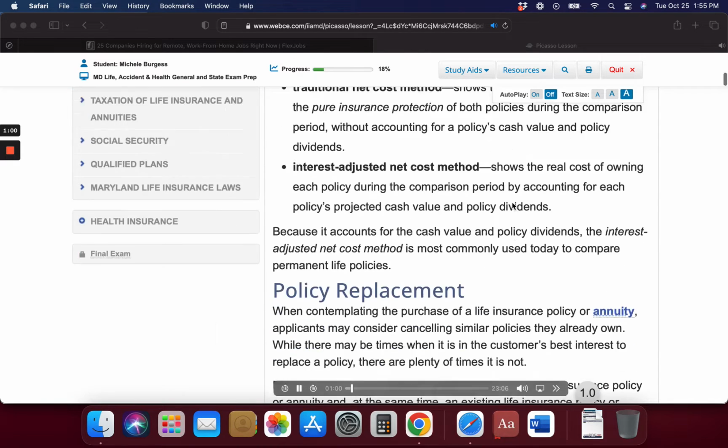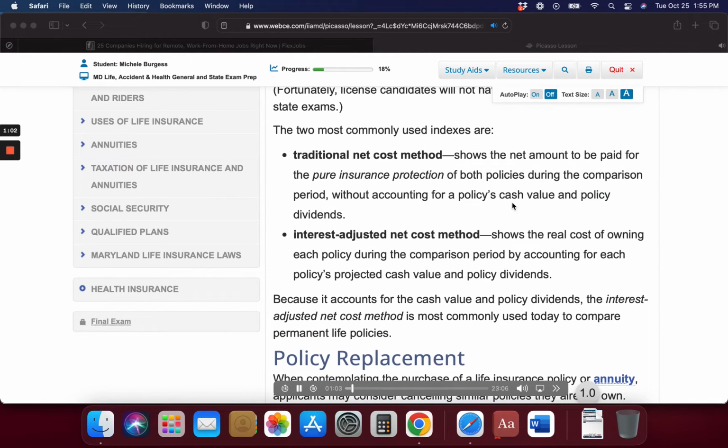The 2 most commonly used indexes are: The traditional net cost method shows the net amount to be paid for the pure insurance protection of both policies during the comparison period, without accounting for a policy's cash value and policy dividends. The interest-adjusted net cost method shows the real cost of owning each policy during the comparison period by accounting for each policy's projected cash value and policy dividends. Because it accounts for the cash value and policy dividends, the interest-adjusted net cost method is most commonly used today to compare permanent life policies.